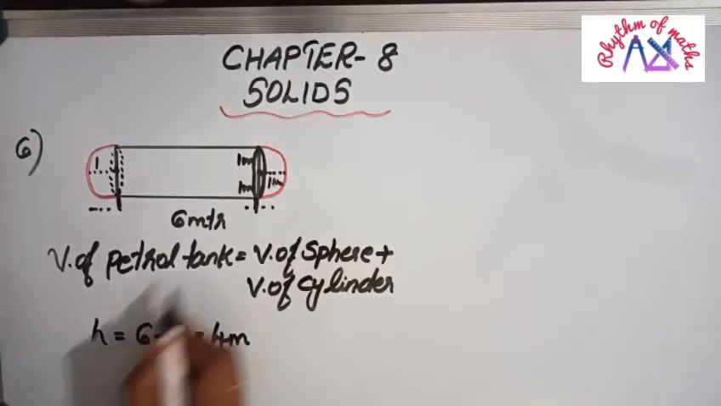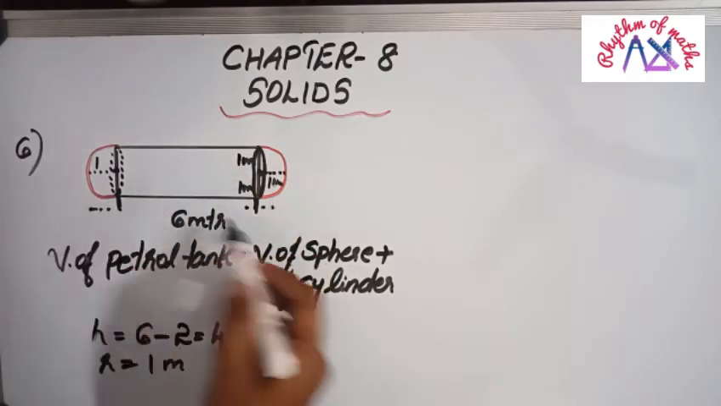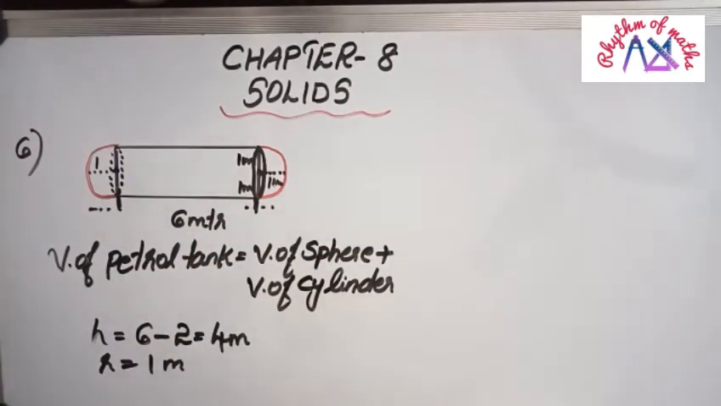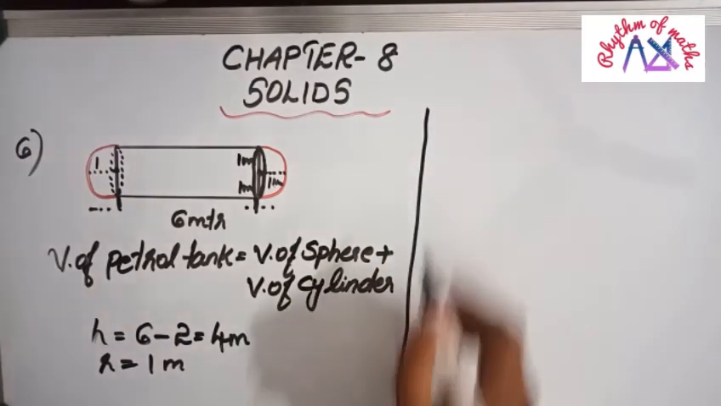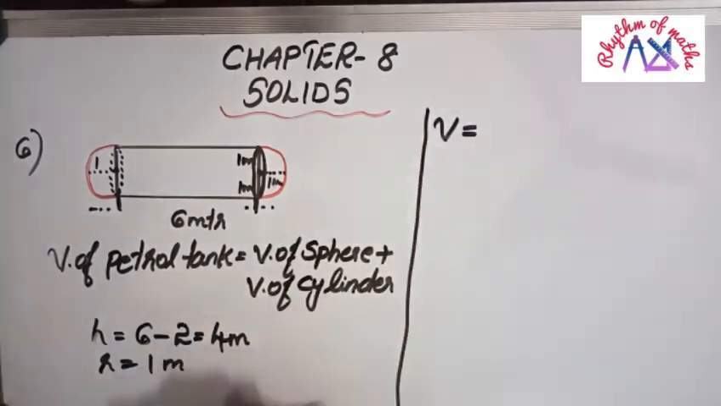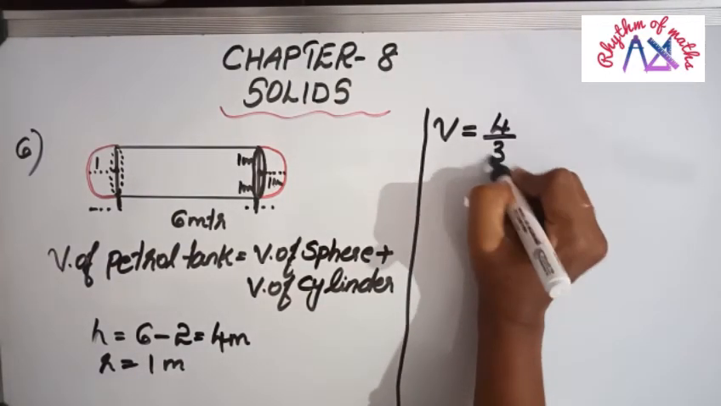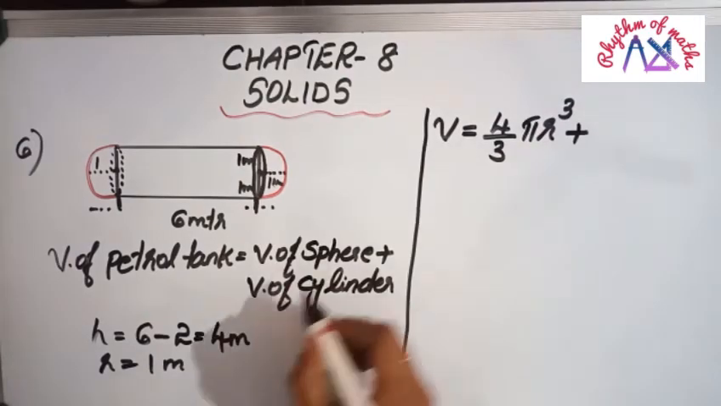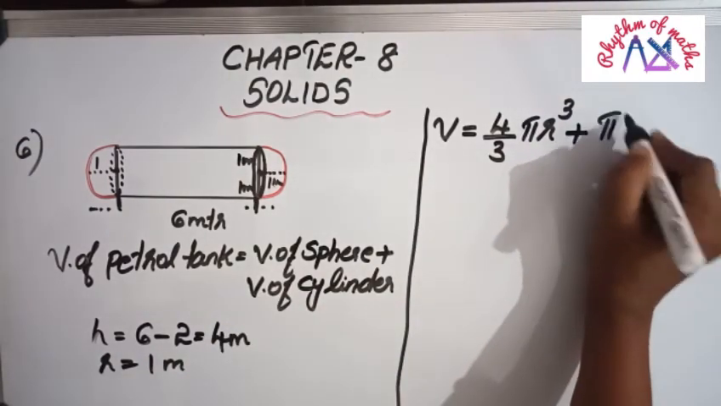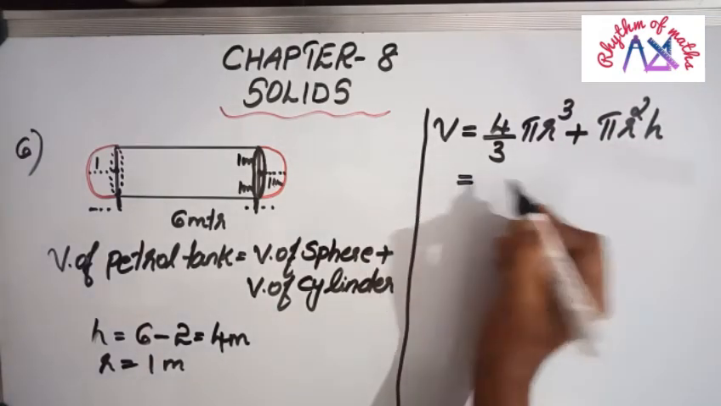Okay. Now the radius is given as what? 1 meter. For both the cylinder and the sphere, it is the same, 1 meter. Now let's find the answer. The volume of the petrol tank is equal to the volume of the sphere plus the volume of the cylinder. The volume of the sphere is 4 by 3 pi r cube, plus the volume of the cylinder is pi r square h.